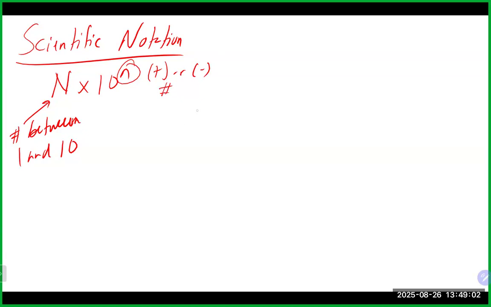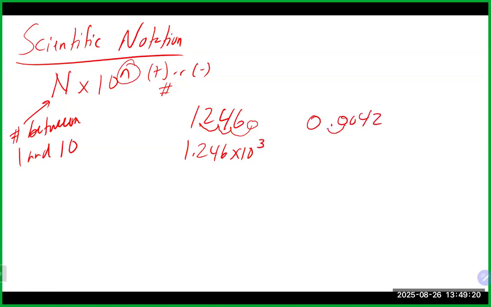So if we had 1246 and we want scientific notation, although it's not written there, we would assume the decimal point would be there. We'd go 1, 2, 3 places: 1.246 times 10 to the 3. If we had 0.0042, 1, 2, 3 places: 4.2 times 10 to the minus 3. Positive exponents if you move the decimal to the left or you have a large number. Negative exponents if you move the decimal to the right or have a small number.